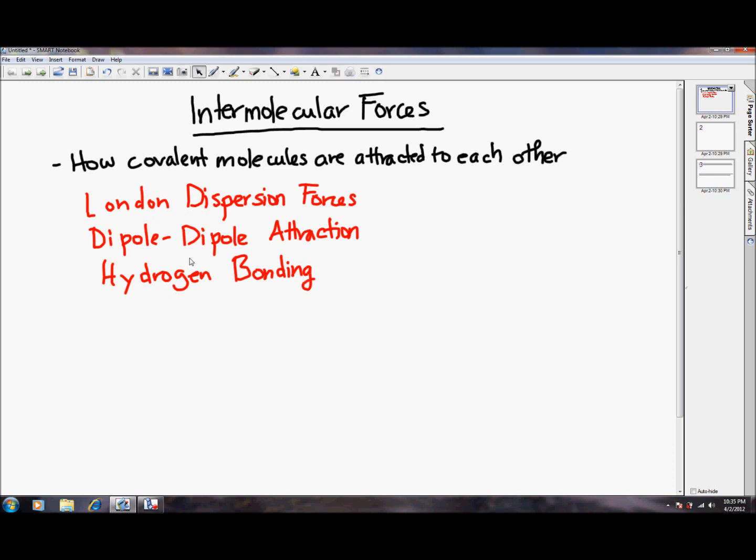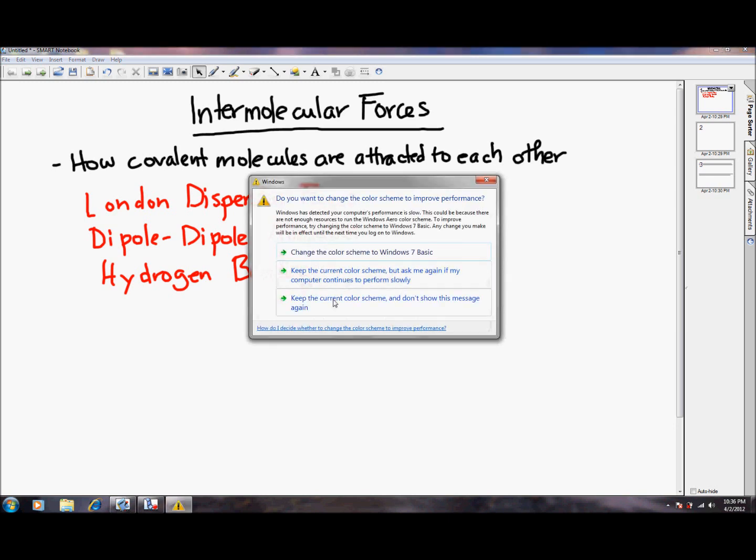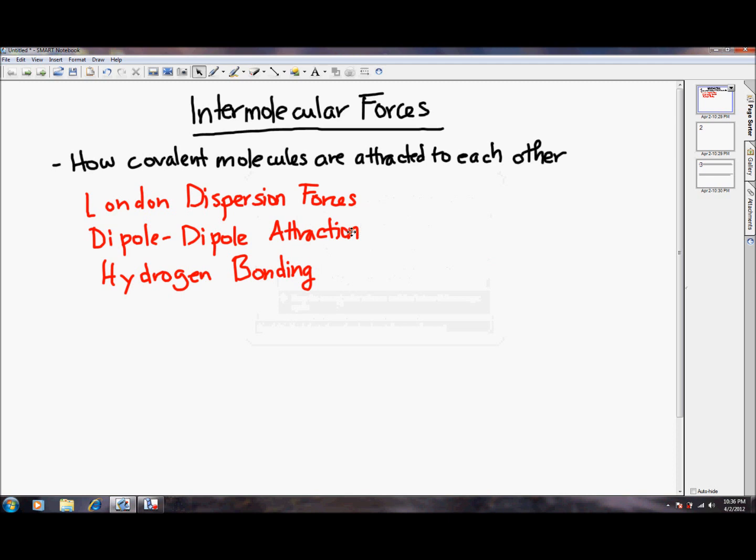So for each of these three intermolecular forces, you will need to know three things. What is their relative strength? What actually creates the force and the attraction? And thirdly, how do you know which type of force is going to occur within a particular covalent compound?